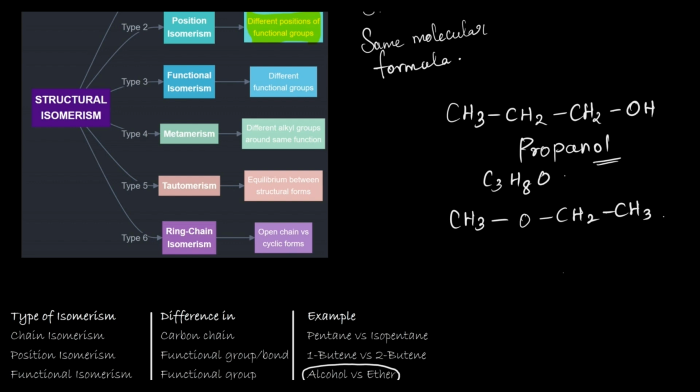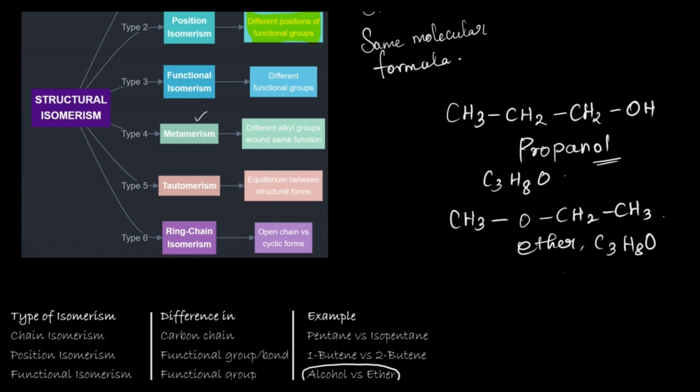If I'm writing it as an ether functional group, then that will become CH3, O, CH2, CH3. What is the name of this? Methoxyethane. Ether functional group with, what is the molecular formula? C3H8O. Same molecular formula but different functional group. That is called functional isomerism or functional group isomerism. Is it clear? Yes.